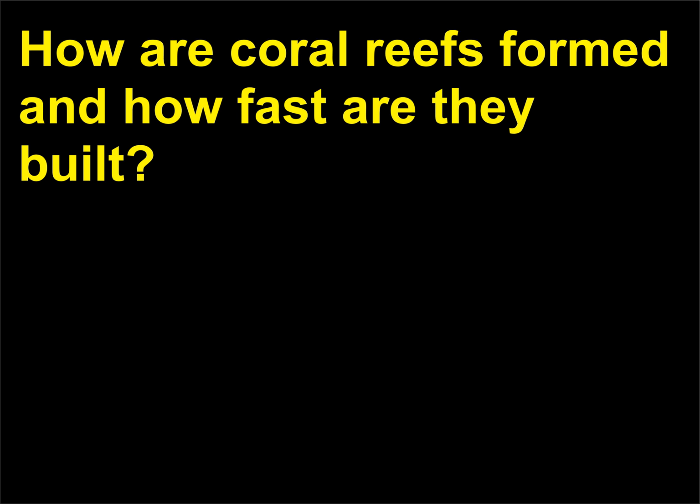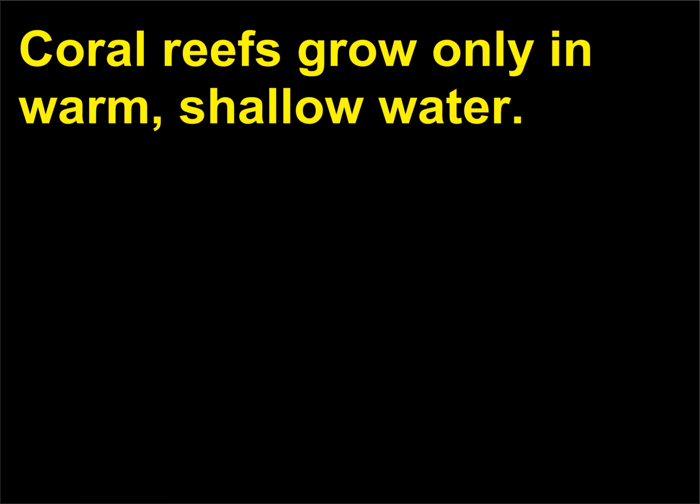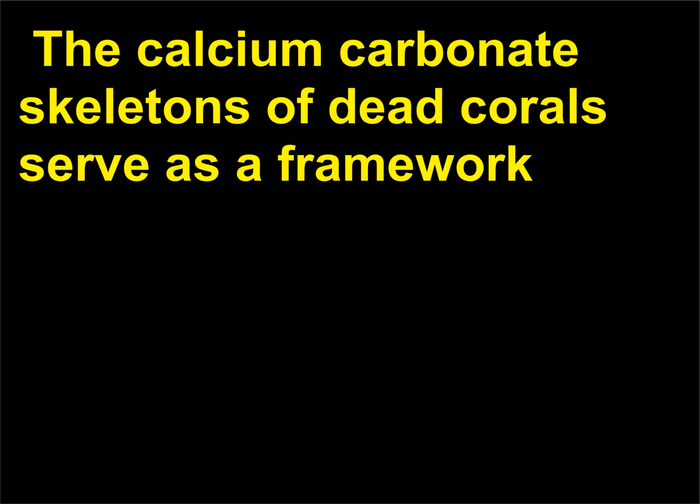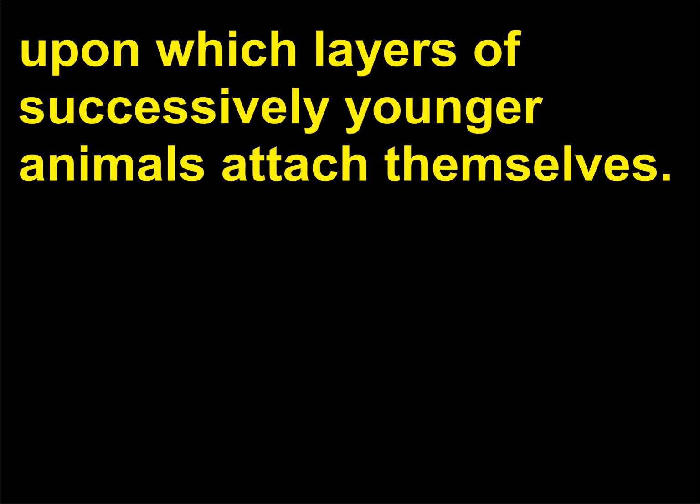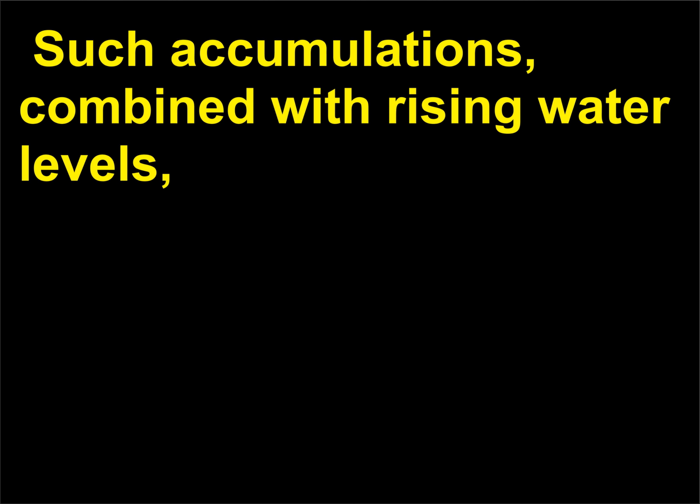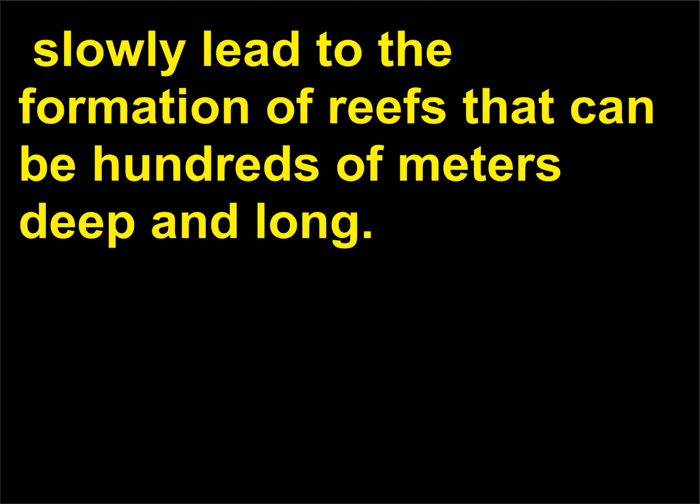How are coral reefs formed and how fast are they built? Coral reefs grow only in warm, shallow water. The calcium carbonate skeletons of dead corals serve as a framework upon which layers of successively younger animals attach themselves. Such accumulations, combined with rising water levels, slowly lead to the formation of reefs that can be hundreds of meters deep and long.